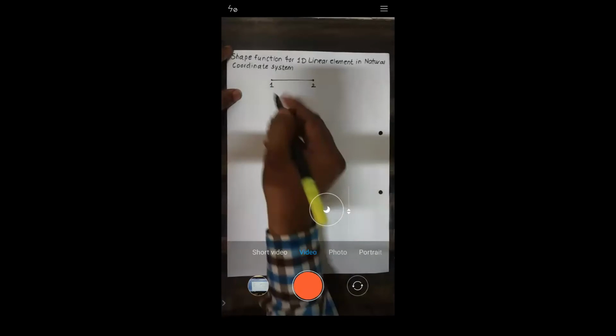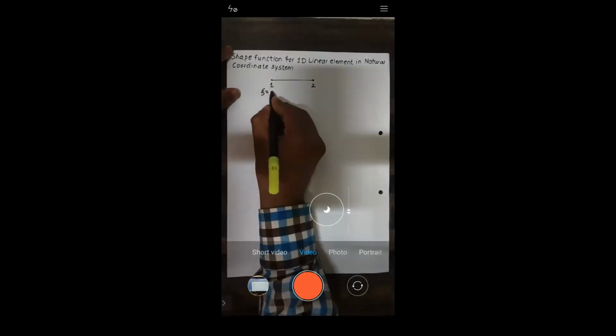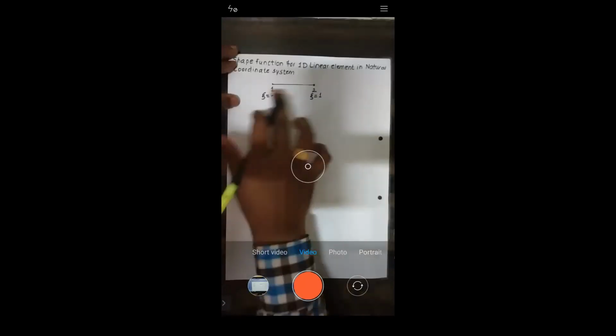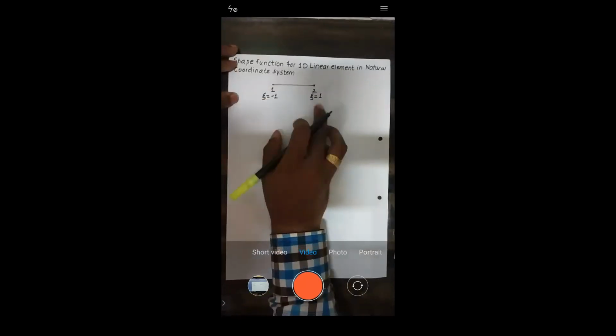For the natural coordinate, we have the limit for zeta ranging from -1 to +1. This is the limit for the natural coordinate, because we now need to replace the x coordinate by zeta. So what is the limit for zeta? It is -1 to +1.